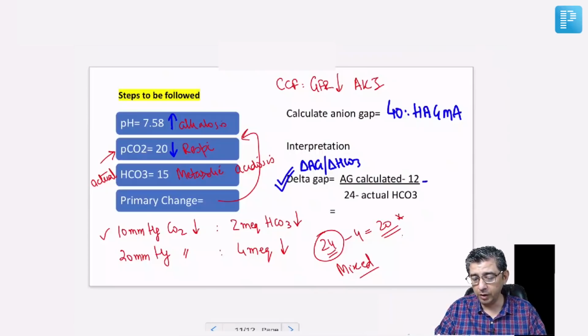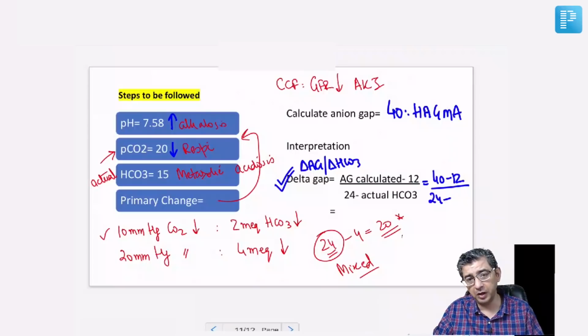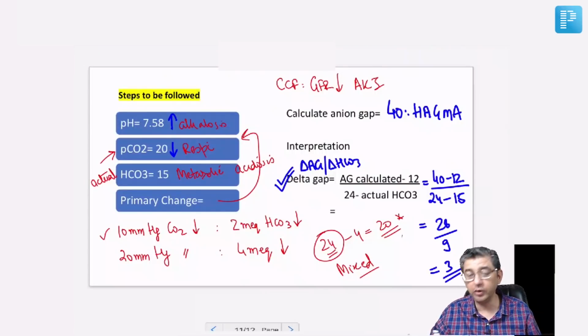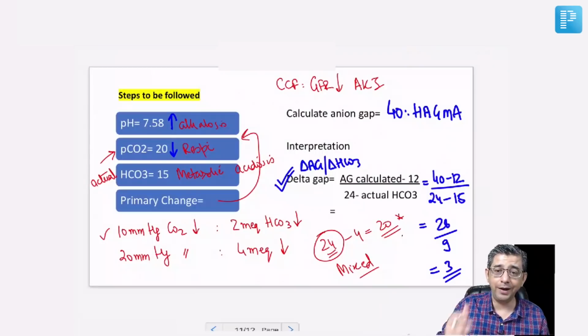The formula here will be: the change in the anion gap will be whatever anion gap is calculated, that is 40, minus the upper limit of 12, that's the range. And bicarbonate you need to subtract from 24, the average value of bicarbonate. So from the mathematical domain, let me do some mathematics before you. 40 minus 12 works out to 28, that's the numerator, and the denominator will be something in the range of 9. So this looks like a value of 3. Now, what do you mean by a delta gap of 3?